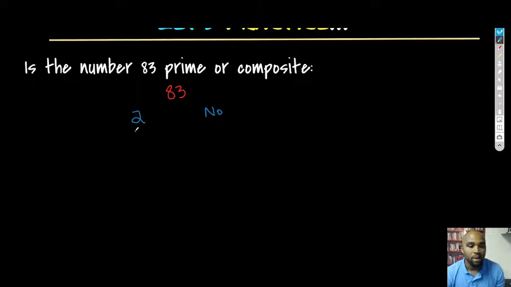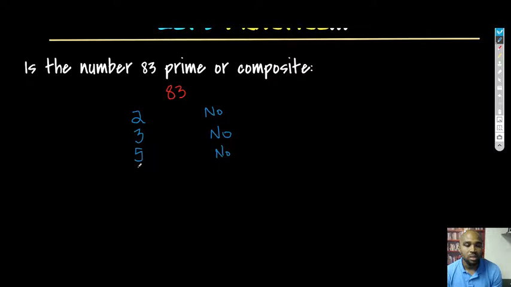Can I divide it by 3? Well, 8 plus 3 is 11. That's not a multiple of 3, so no. That's not going to work. What about, I can't use 4 because 4 is not prime, but I can use 5. Can I divide 83 by 5? Well, to be a multiple of 5, it has to end with a 5 or a 0. It ends with a 3. So nope, not going to work.